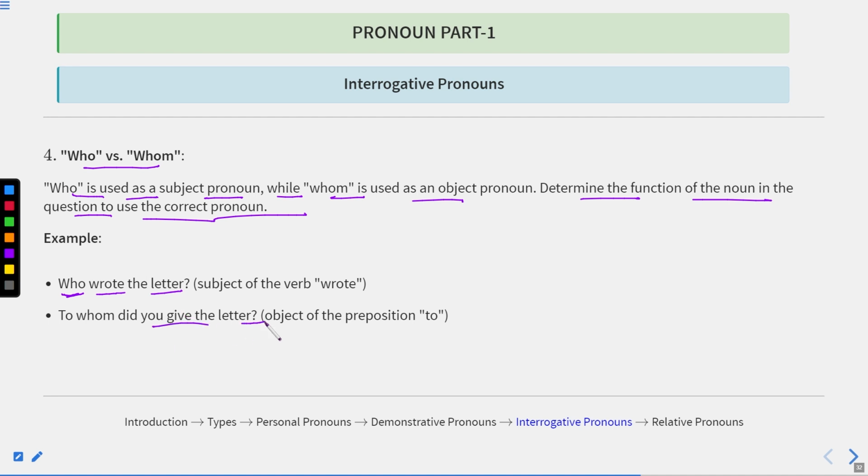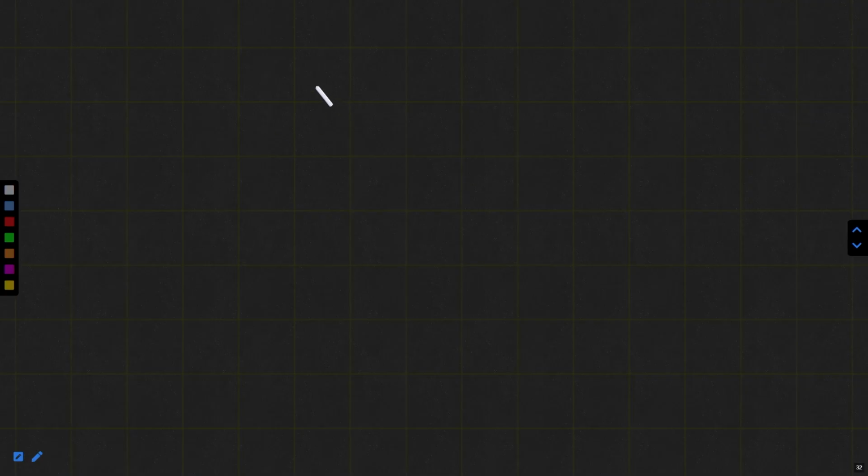To whom did you give the letter, or whom did you give this letter to? Okay, whom did you give the letter to? So we can write this sentence in this manner as well. Now if I say whom did you give the letter to, and I say I gave the letter to my friend, so this to my friend, or my friend, is an object in the sentence, therefore I need to write whom, not who. Let me tell you this with an example.